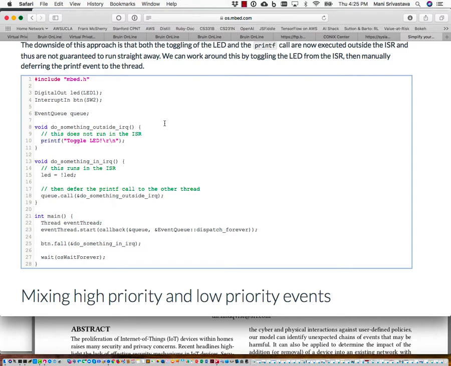And this one is do something outside IRQ, so do the heavy lifting stuff. There is a separate function for that, which is a printf part. So you can think of this as a very common design pattern where your main IRQ does quick and dirty stuff and then defers the slow stuff to a background thread, okay? And you are doing it by inserting it into the queue. So again, we are using the event queue.